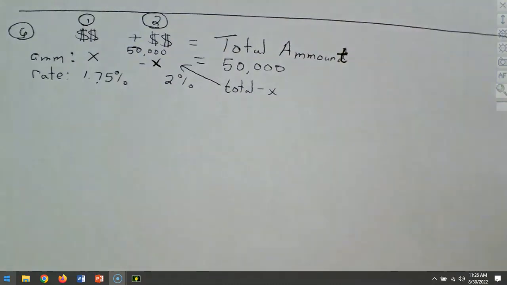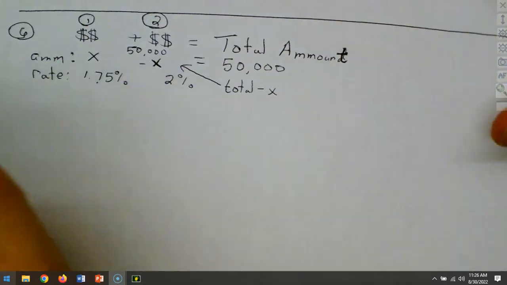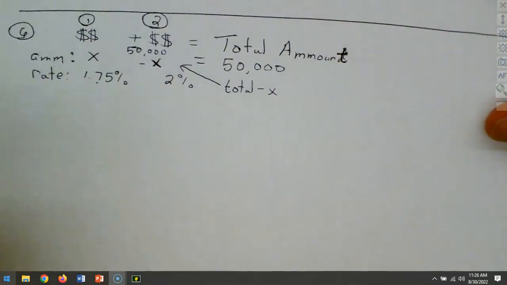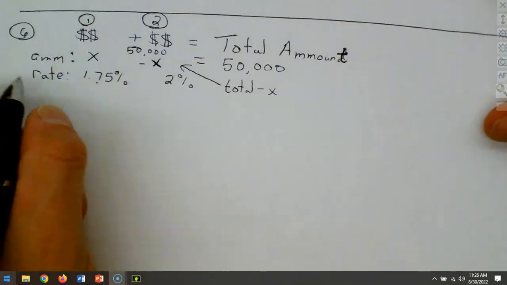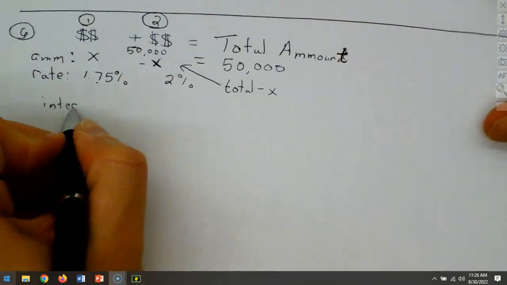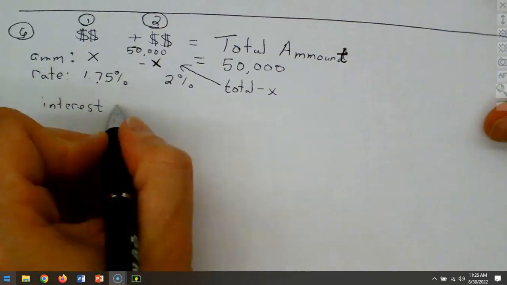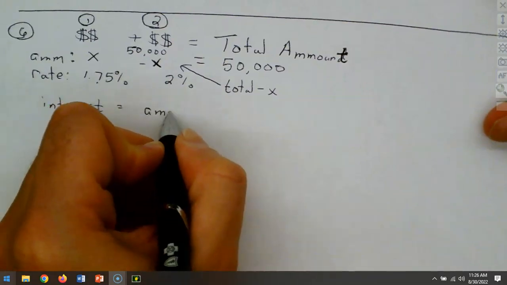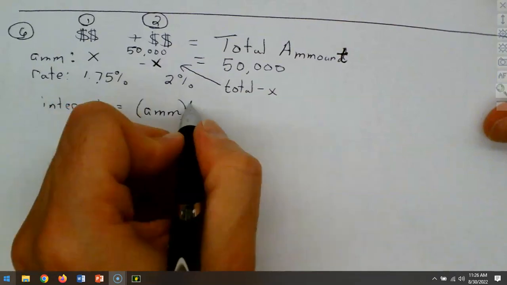So now we finish it out. We're going to work with our interest. Remember, pure is for the mixtures. Interest is for the investments. So the interest is going to equal the amount times the rate.